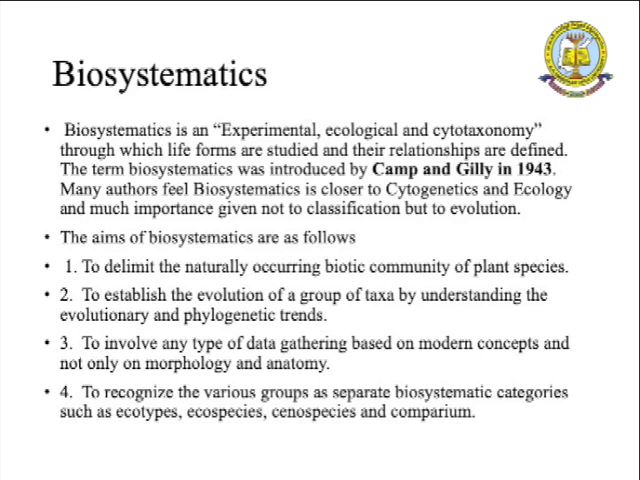What is the meaning of biosystematics? Bio means living things. Systematic means orderly arrangement of the plants. Biosystematics is the experimental and ecological cytotaxonomy, also called cytotaxonomy. What is the meaning of cytotaxonomy? Cytotaxonomy means cytological studies, some of the cell organelles, studied with the life forms to define relationships. The term biosystematics was introduced by Camp and Gilly in 1943.